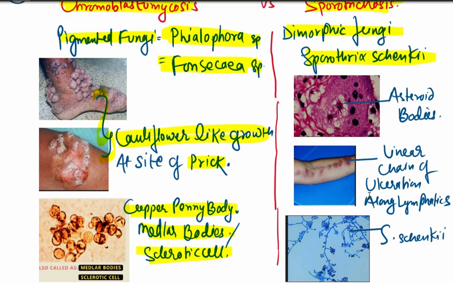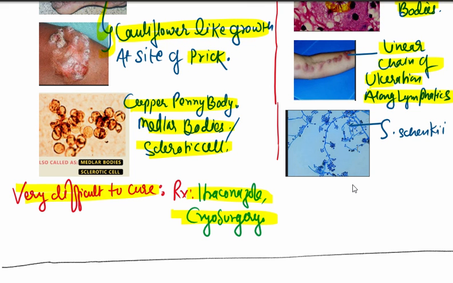What about sporotrichosis, caused by the dimorphic fungus Sporothrix? In histopathology, asteroid bodies can be seen. It presents as a linear chain of ulceration along the lymphatics, and sporotrichosis looks just like this image. Okay.